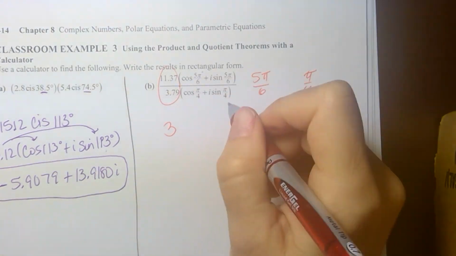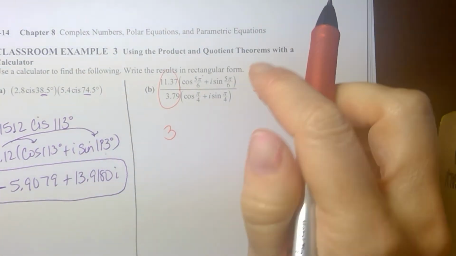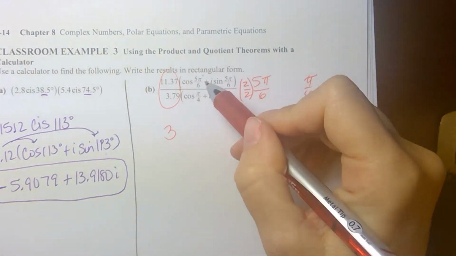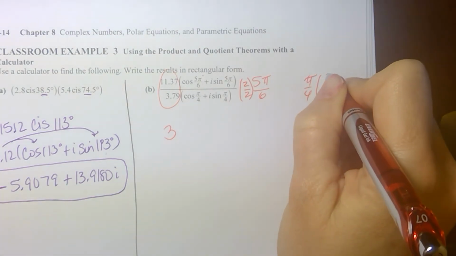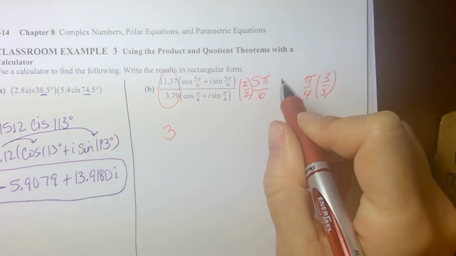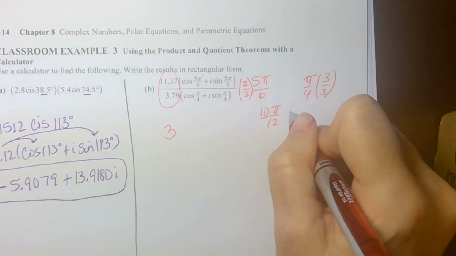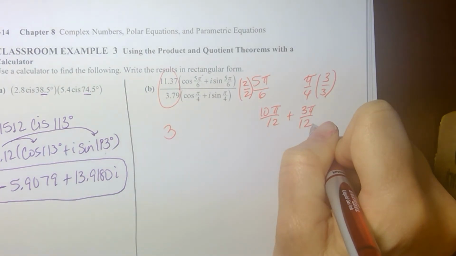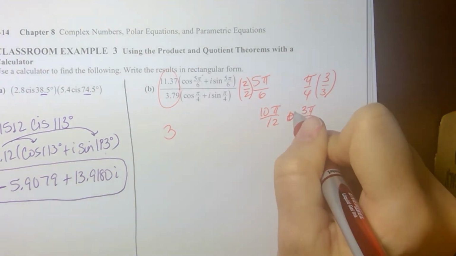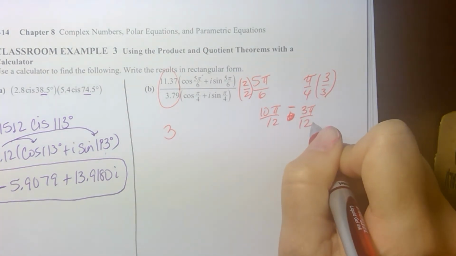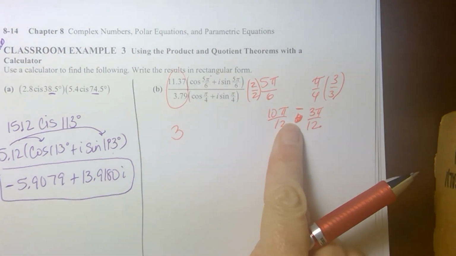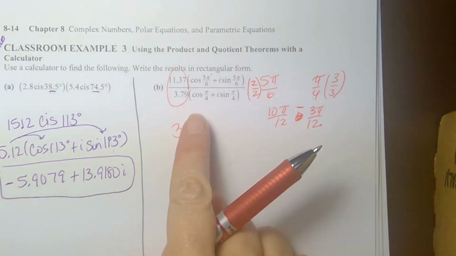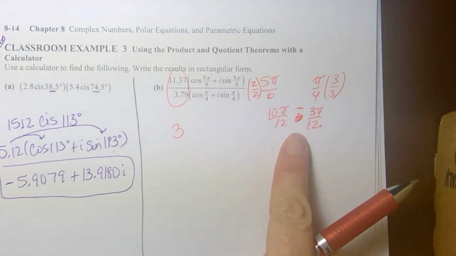So let's go ahead and we'll just come over here and do this. To get a common denominator of 12, I need to multiply the first argument by 2 over 2 and the second argument by 3 over 3, which gives me 10 pi 12ths minus 3 pi 12ths. Why am I subtracting here? Well, because I'm dividing, finding a quotient, and division pairs with subtraction, not addition.